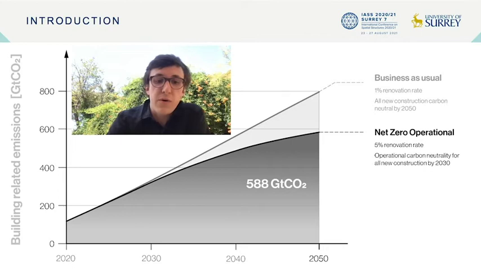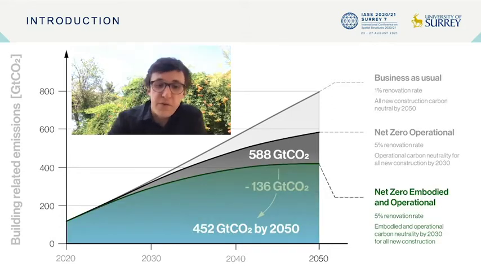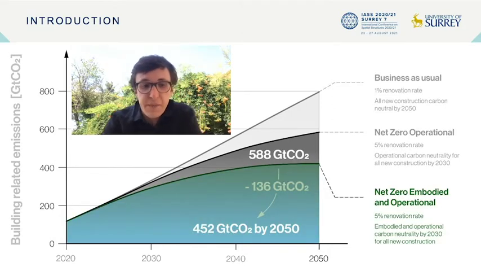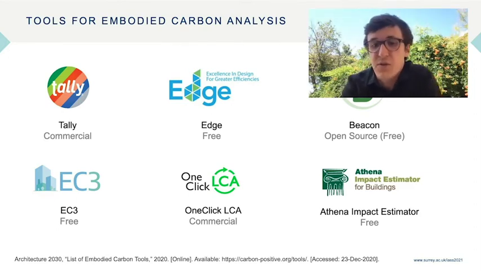We can show how a radical increase in renovations to around 5% and operational carbon neutrality by 2030 could reduce the building-related emissions to only 588 gigatons. A further inclusion of embodied energy reduction by 2030 shows the potential savings of more than 100 additional gigatons. To achieve these goals, it is important to measure the embodied carbon of built and unbuilt structures.